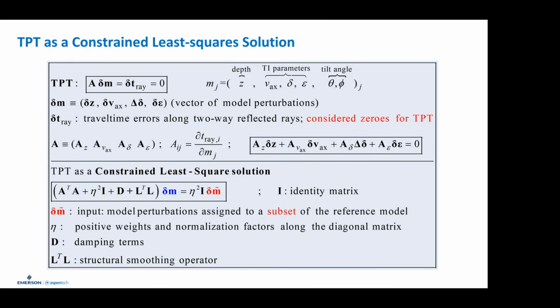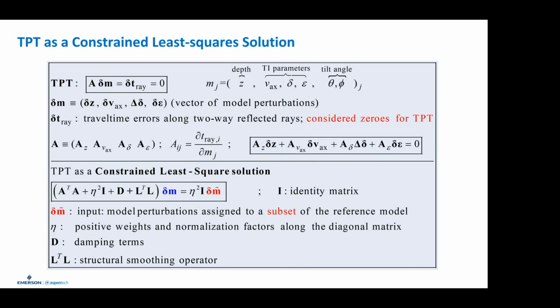So in vector notation, delta M contains the delta Z, delta V axial, delta delta, and delta epsilon, for example. If we assume, in this case at least, that the tilt angles are reference and are not going to be changed in this iteration, and delta T rays will be the travel time errors along the two-way reflected rays.